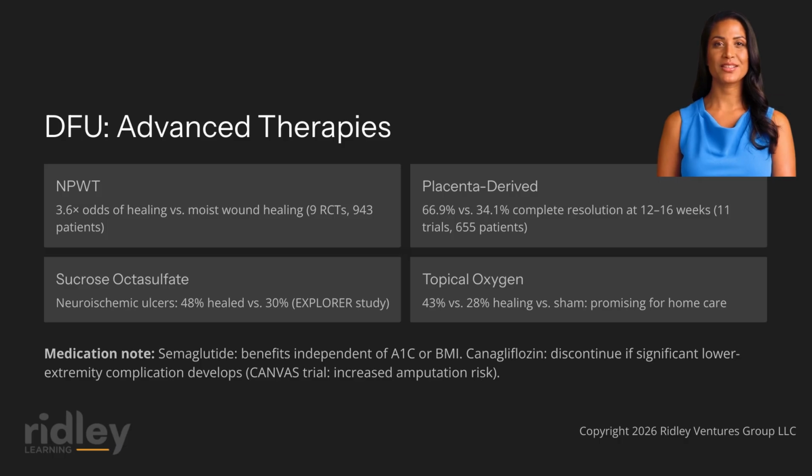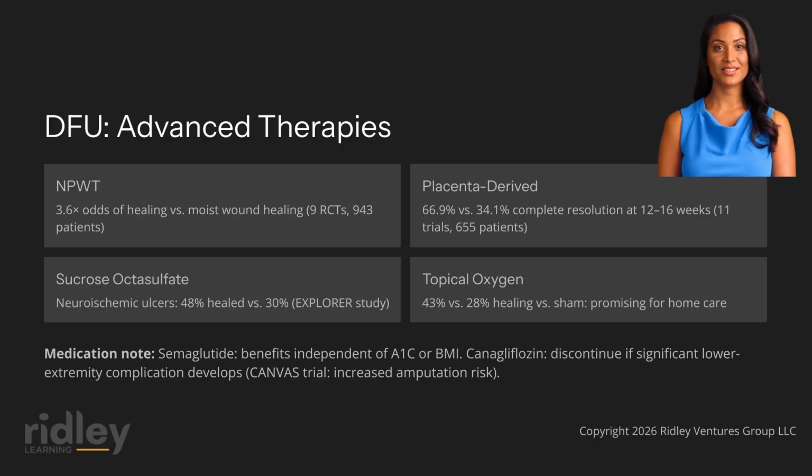Advanced therapies should be considered for chronic diabetic foot ulcers that aren't responding to standard care, defined as less than 50% reduction in wound size after 4 weeks of appropriate management. Negative pressure wound therapy, or NPWT, is particularly effective for deep and postoperative wounds. A meta-analysis of 943 patients from 9 randomized clinical trials reported that NPWT was associated with improved healing compared with moist wound healing, with an odds ratio of 3.6.